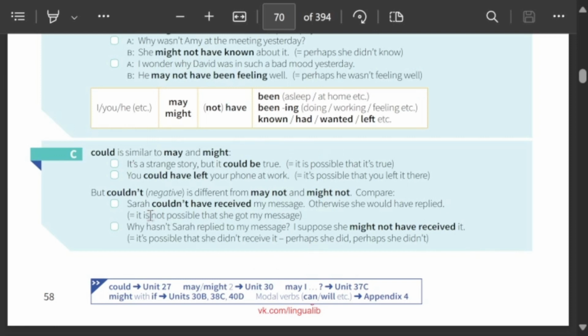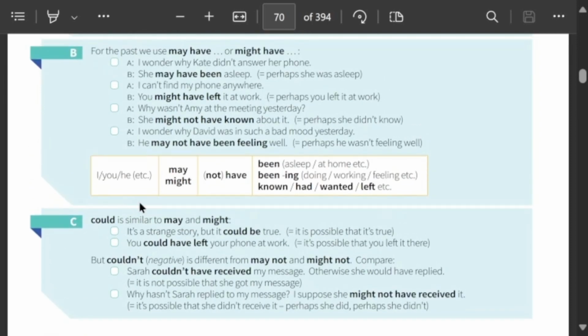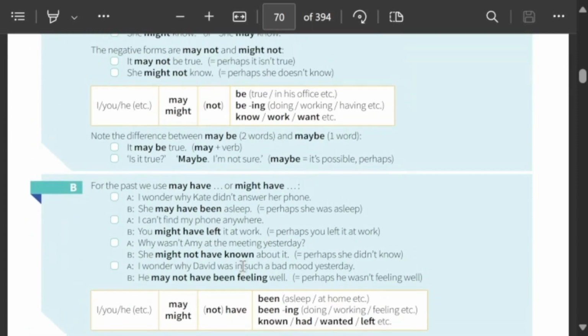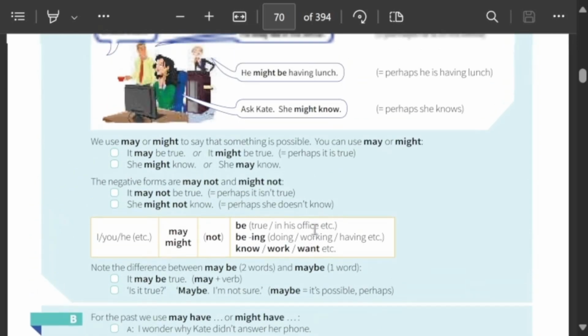Just be careful with the negative. Negative, it's a different meaning. And affirmative, it's the same. It can be used interchangeably. And in the past, you have to use have, always have. You see? Either have been in the present continuous, or might have done, for example, in the present perfect. Okay?